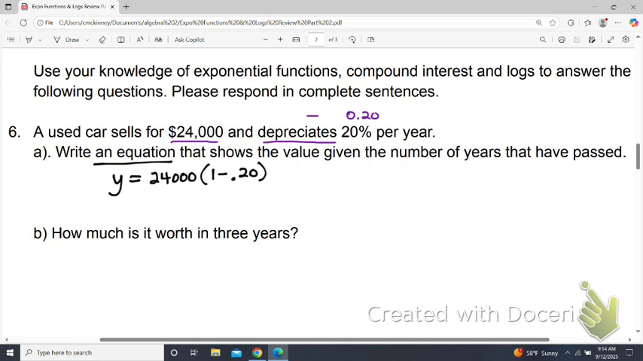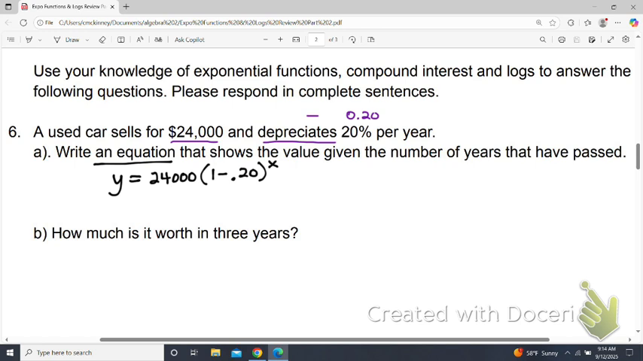And then at this point, we don't know the number of years that have passed. So I'm going to use an X here. Again, for the X, maybe you used T for time. And for the Y, maybe use V for value. So we've seen the formula written with a few different variables, but it needs to be an equation. So that's the first one.